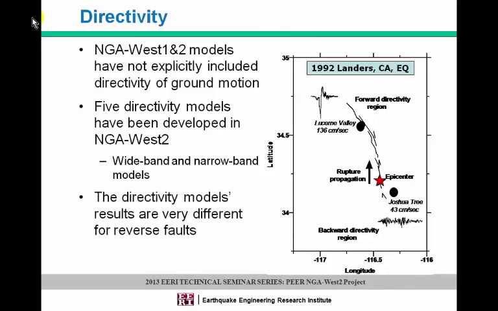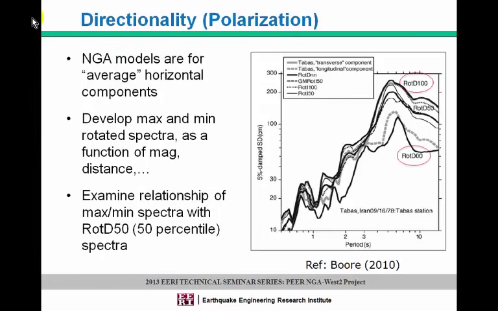The directivity models resulted in relatively consistent results for a strike-slip fault, but they get different results for complicated bent faults and reverse faults. The work on directivity will continue in 2013, 2014. The next step, now that we have good directivity models, is to adopt these directivity models and put them as a part of GMPEs. We'll do it in the next phase.